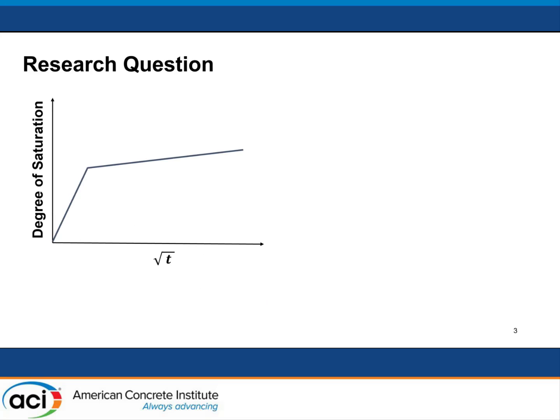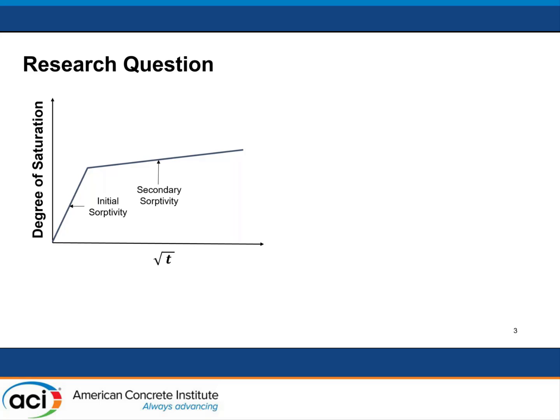So, the research question that we came up with from this. Here I show a sorption plot. On the x-axis, we have the square root of time, and on the y-axis, we have the degree of saturation, which is the void space that becomes filled with water over time in your cement-based material. In cement-based material, this is actually a bilinear plot where we have an initial sorptivity slope and a secondary sorptivity slope. So what does that mean?